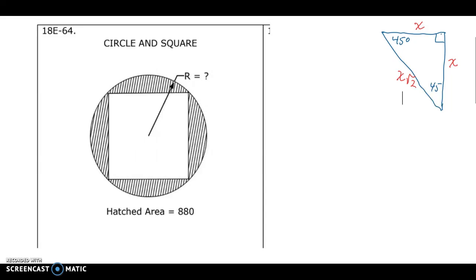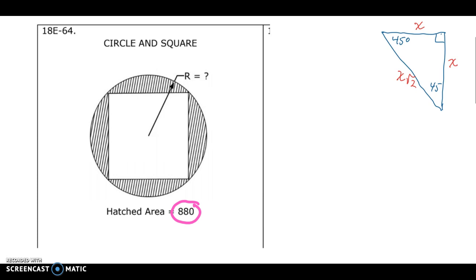Hi, this is test 18E number 64, and we're given a circle and a square. We're also given the hatched area of 880, and they're asking us to find the radius. Okay, so what we're going to do is write an equation where we can utilize the hatched area being 880.